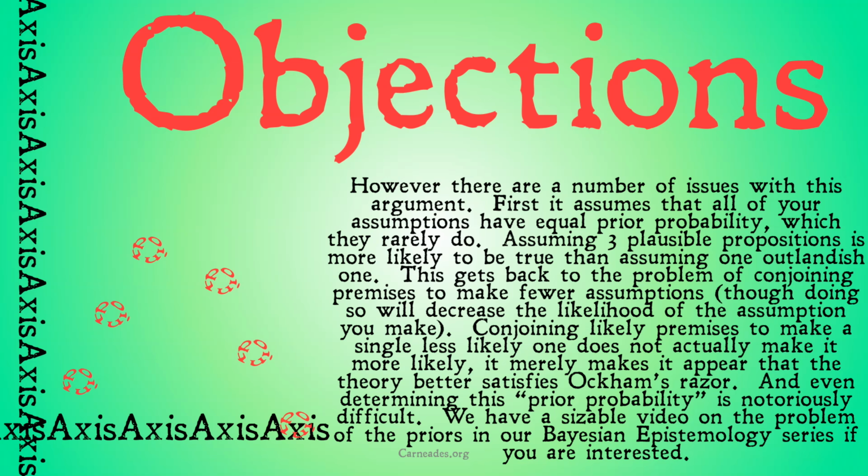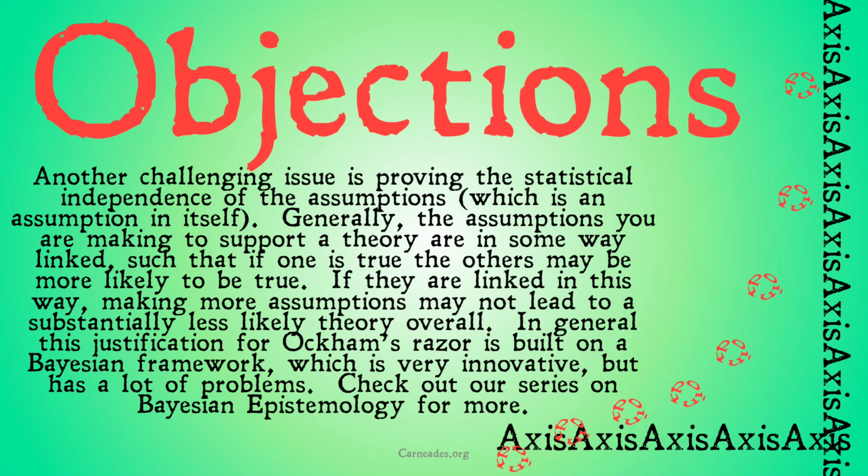And even determining this prior probability, that initial probability, that 0.9 that we had from the earlier example, is notoriously difficult to do, because you have to do it without making any assumptions or actually having any information, because that's your basic assumption to start with. And so prior probabilities, while extremely impactful on the way that you make choices and decisions, implicitly have no ability to be justified. We have a sizable video on the problem of the priors in our Bayesian epistemology series if you're interested in why this idea of prior probabilities is so problematic.